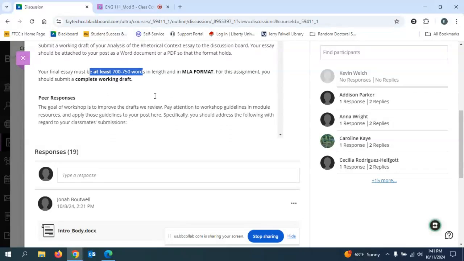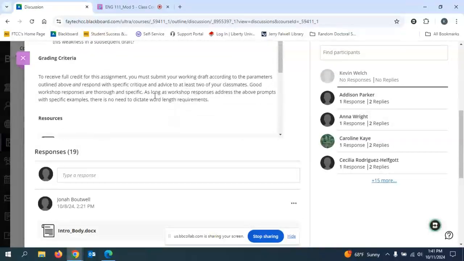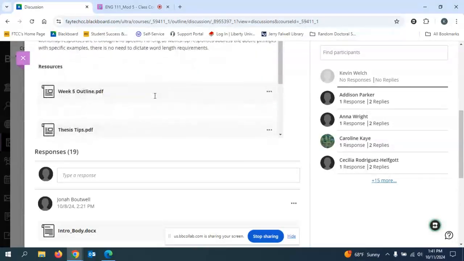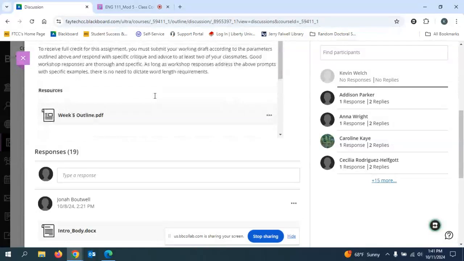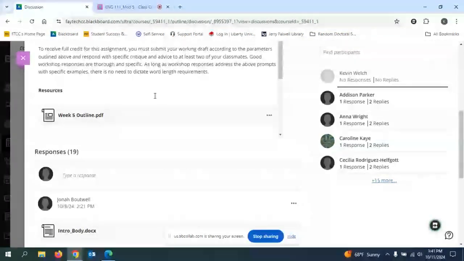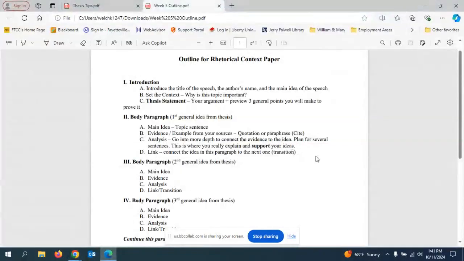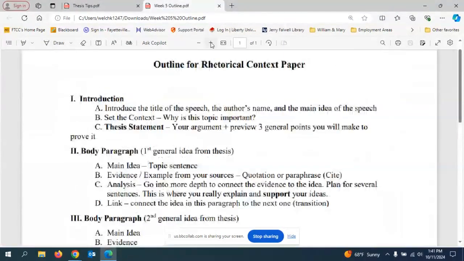Okay. So then there's some criteria there about providing feedback, but let's actually look at how you're going to go about writing the paper. So here's the outline that you can use. I've got it pulled up here. Let me zoom in on this slightly. Actually, there we go.